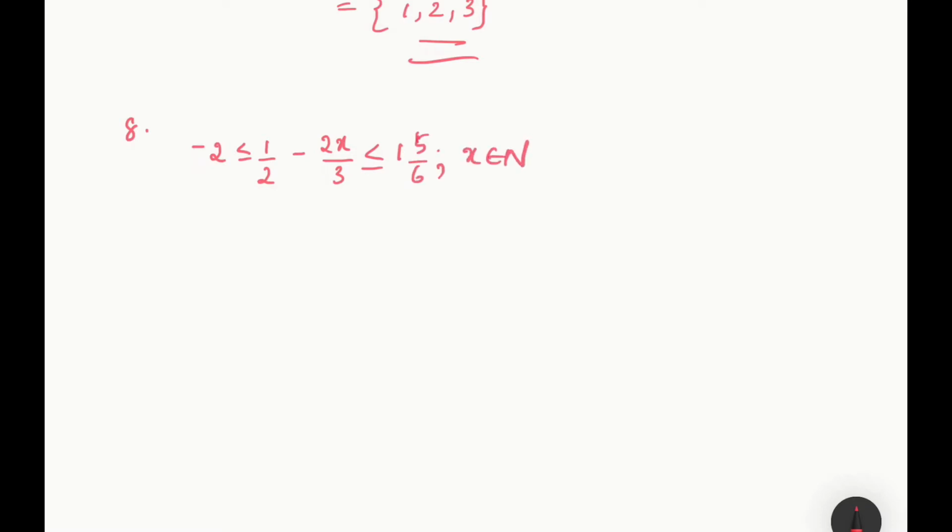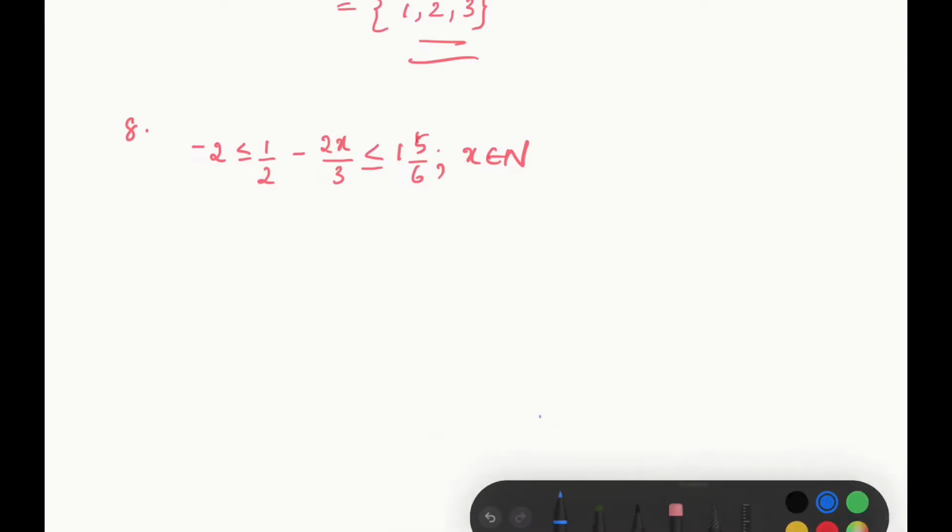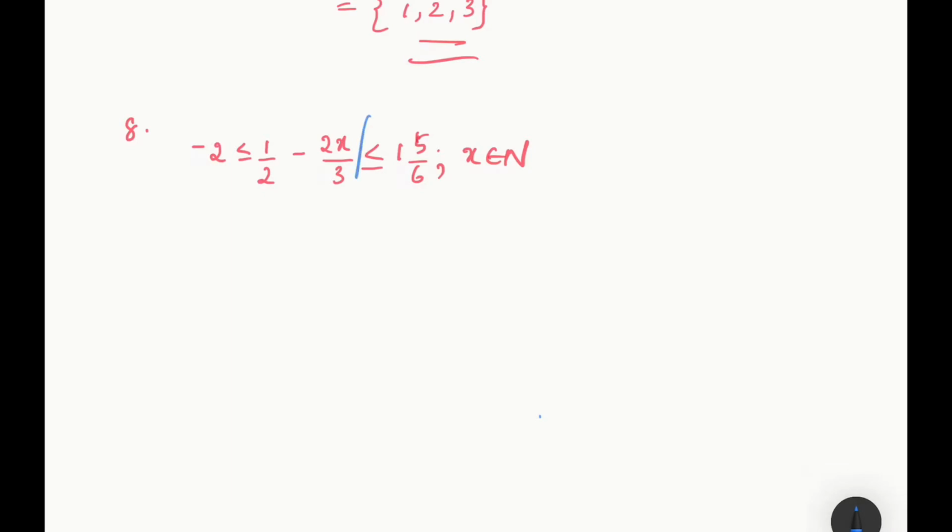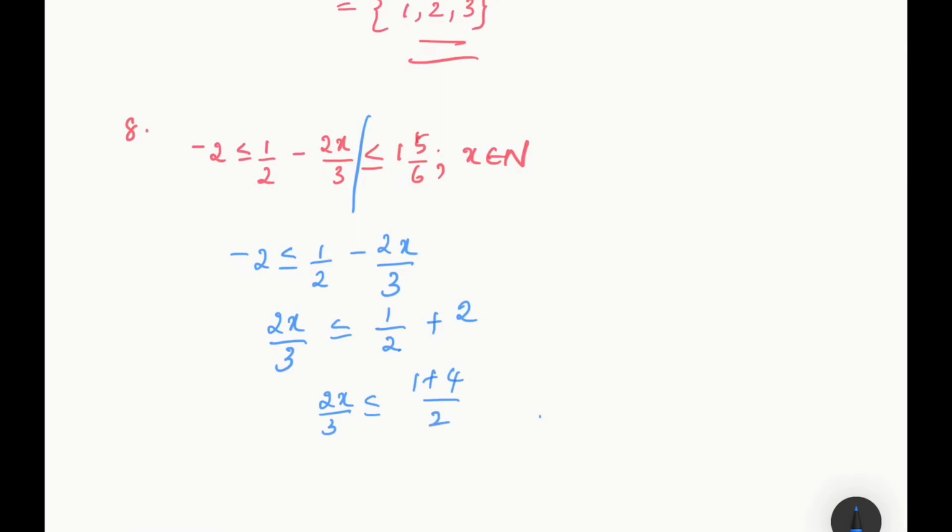Let me see how to solve it. First let me take the first part. So what do you have? Minus 2 less than or equal to 1 by 2 minus 2x by 3. So taking minus 2x by 3 this side, we'll get 2x by 3 less than or equal to 1 by 2 plus 2. So taking LCM, what do you get? 2x by 3 less than or equal to 1 plus 2 2s are 4 by 2.